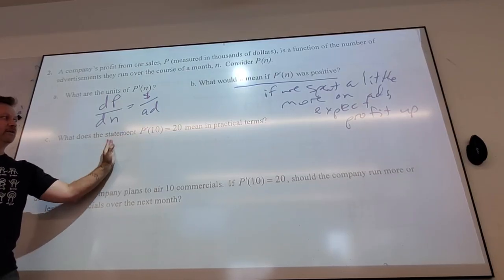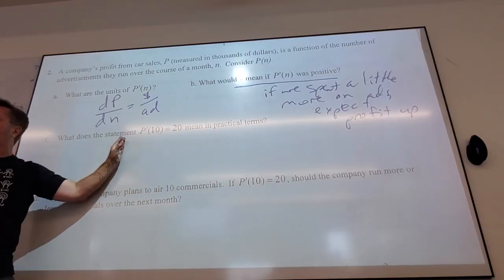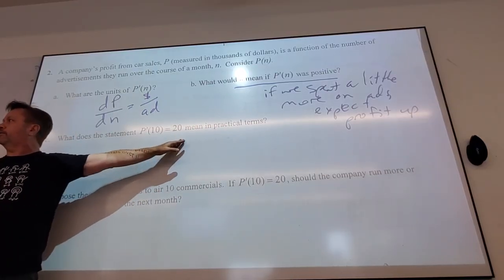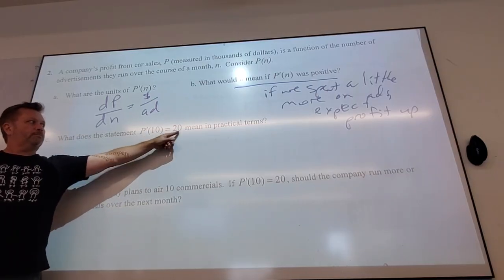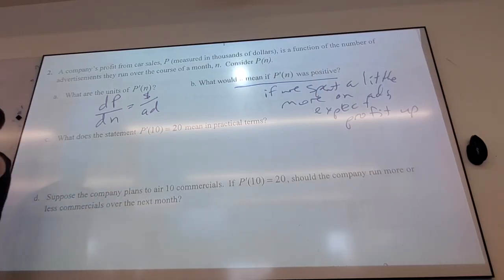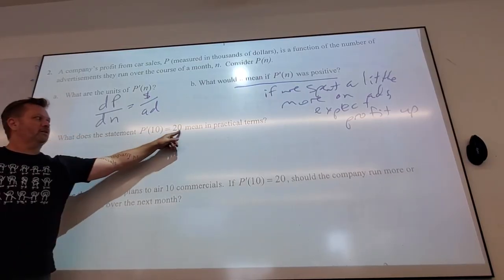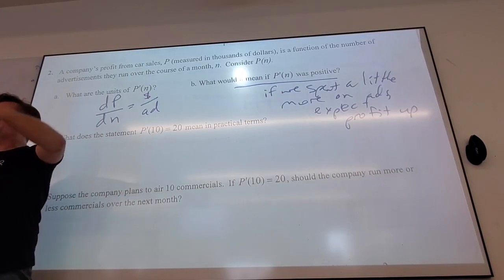So do I have any idea how much profit I'm actually making in this situation? I didn't give you that information. But I know that P prime is positive. So if I'm running 10 ads, one way to answer this question is, should you run more ads? If you're running 10 ads right now, and P prime of 10 is 20, should you run more ads? Yes, because that means you would make more money. So I would expect $20,000 more for every ad I run.